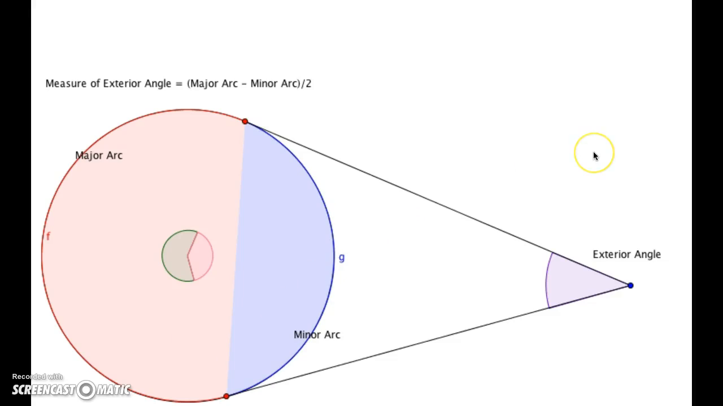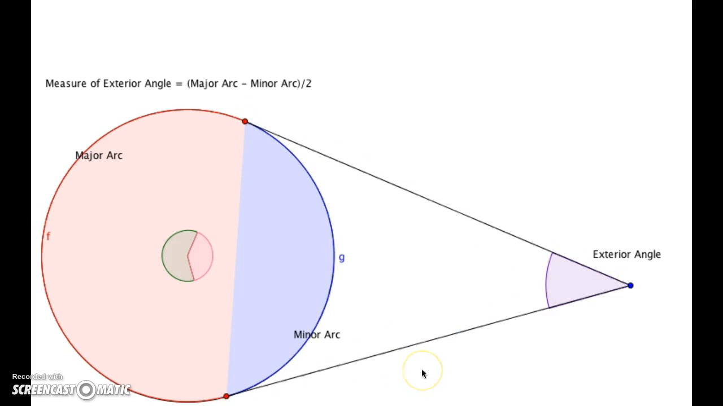Hi guys, so I have a short video tonight about exterior angles. Exterior angles have properties that make them a little bit different from the other angles, so they get their own video. An exterior angle is formed outside of the circle, as you can see, which is why it's called an exterior angle, and it's formed by two tangent lines to the circle.